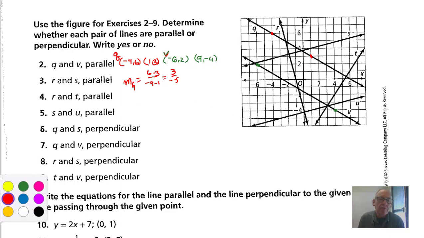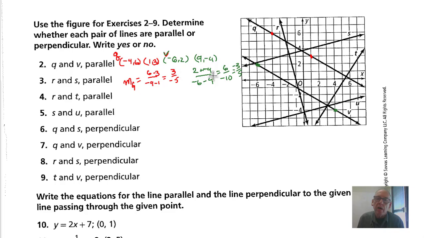And we want to do the same thing for V. So I'm going to do 2 take away negative 4 over negative 6 take away 4. Okay, so 2 take away negative 4 is the same thing as 2 plus 4. That's the same thing as 6. And negative 6 take away 4 is negative 10. So this simplifies to negative 3 over 5. So negative 3 over 5 and 3 over negative 5, exactly the same thing. Yes, these are parallel.